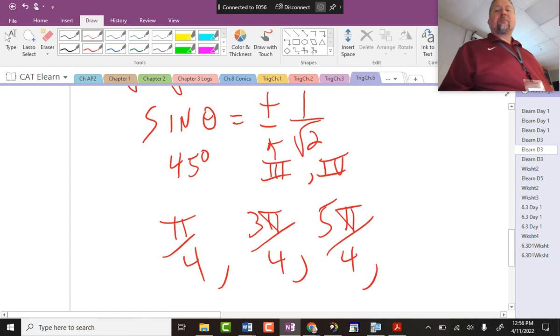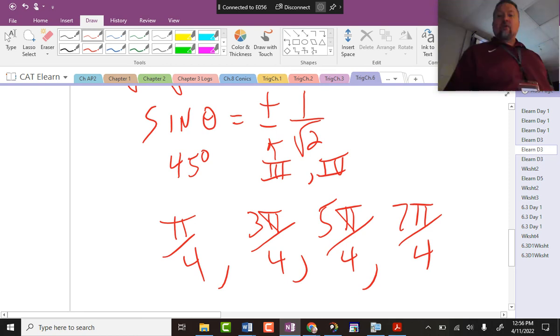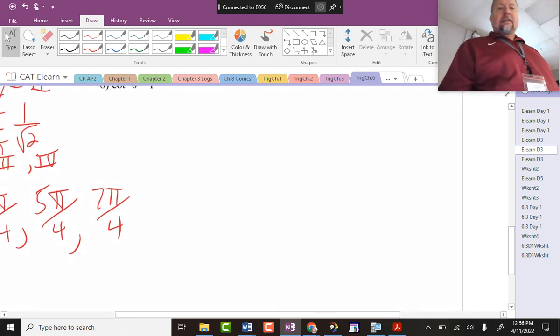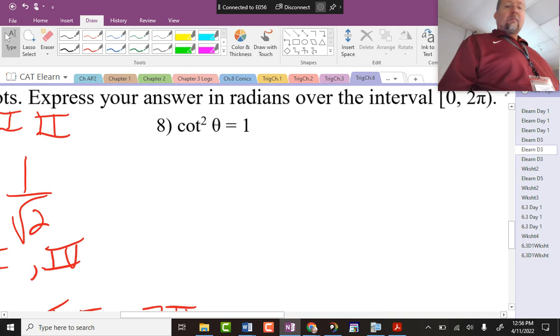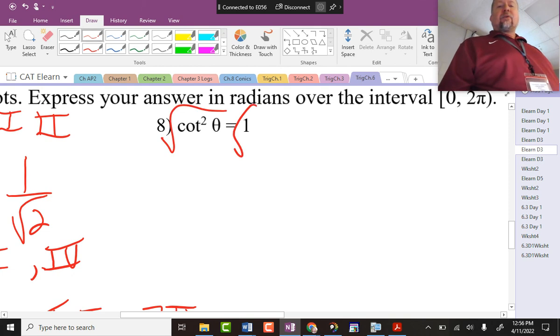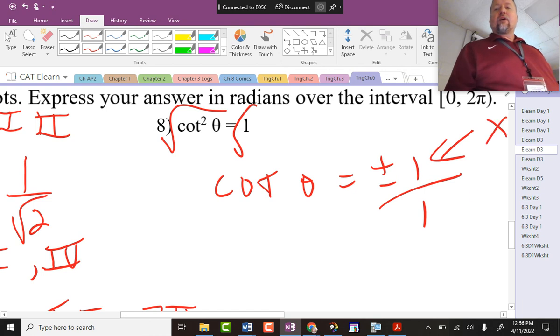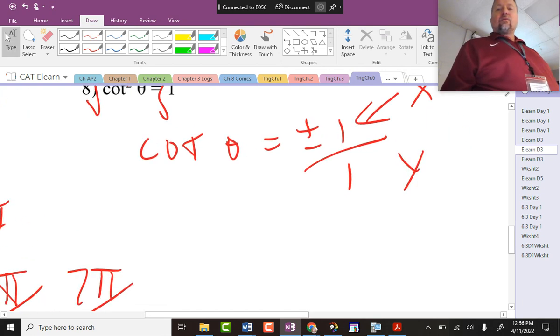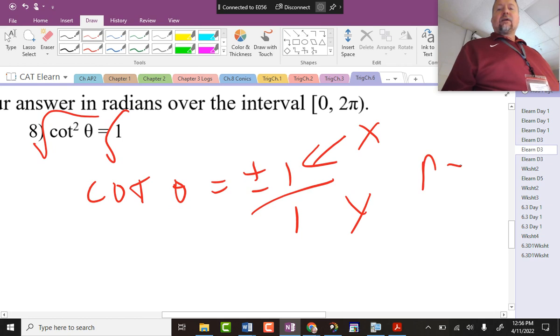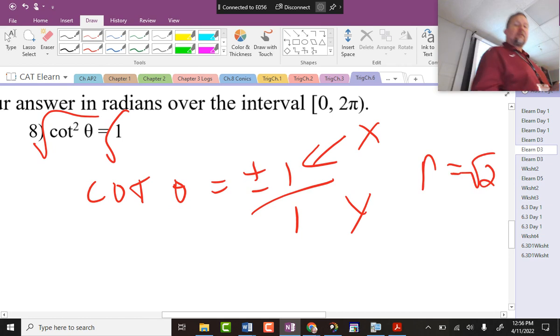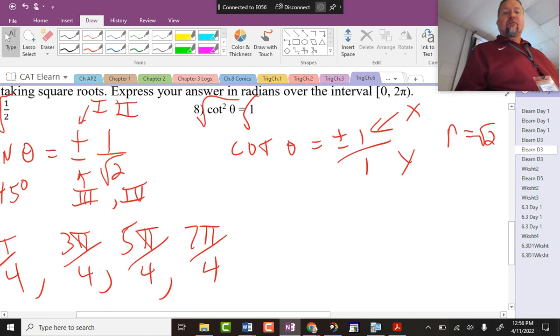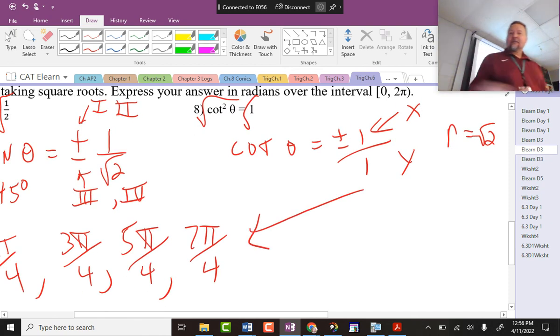Where did I lose my time? 7 pi over 4. We did a little quizzes before this to test those kids. Then I guess for fun, I'll do this one. In the middle, I'm taking square root on both sides. Oh, no, you're fine. Plus minus 1 over 1. This is x over y. So what's r equal to? Actually, root 2 when you do the Pythagorean theorem. These are, again, all the 45s. Boom shakalaka.